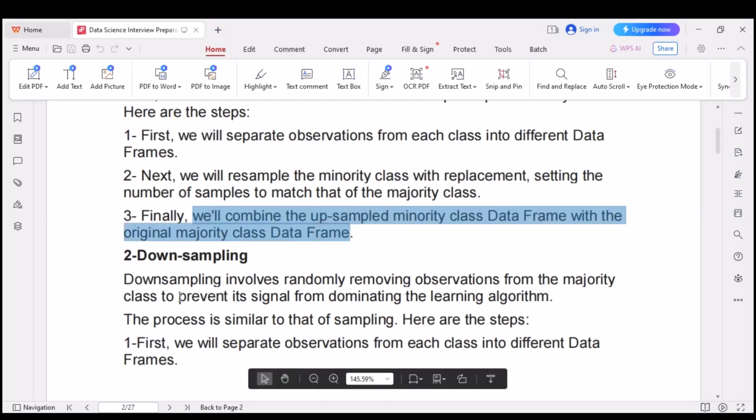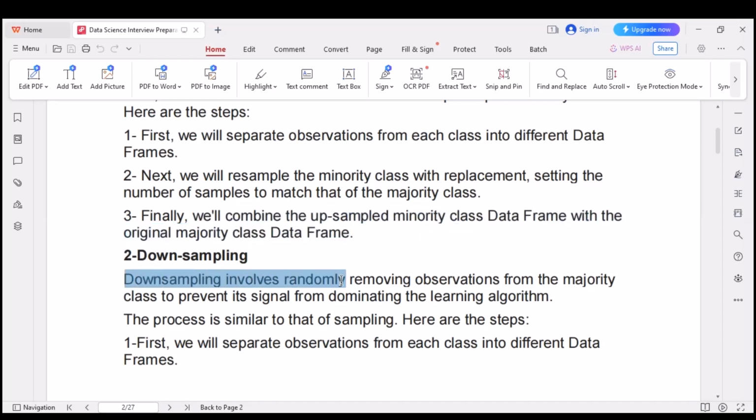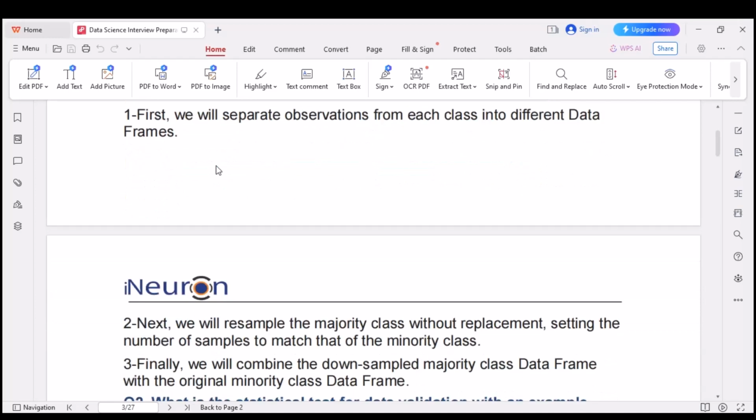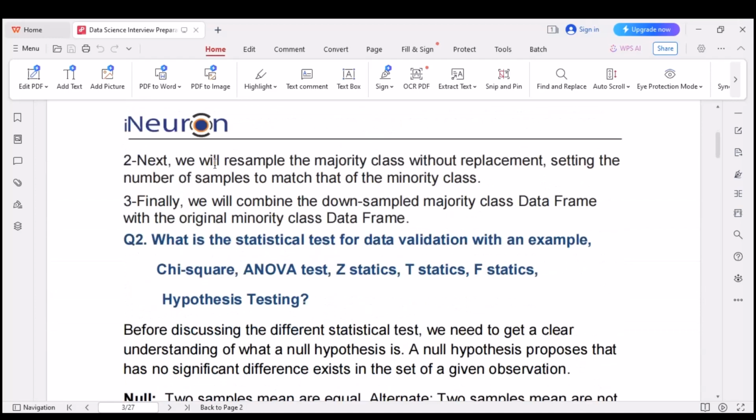So number two is downsampling. Downsampling involves randomly removing observations from the majority classes to prevent its signal from dominating the learning algorithm. The process is similar to that of upsampling, but first we separate the observations from each class into different data frames. Next, we resample the majority class without replacement, setting the number of samples to match that of the minority class. Finally, we combine the downsampled majority class data frame with the original minority class data frame.